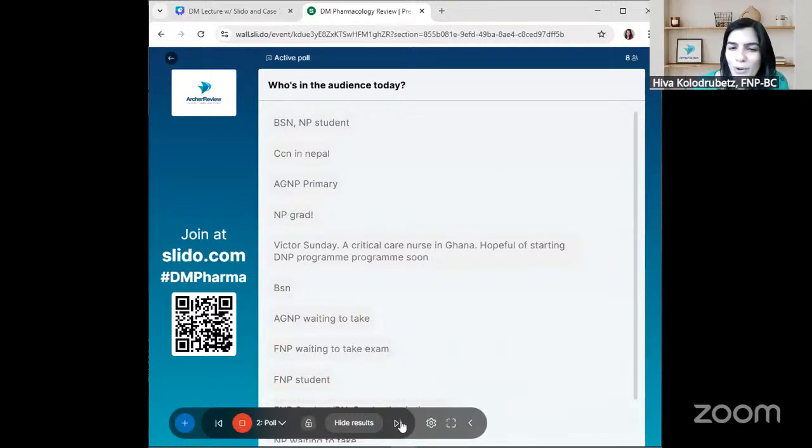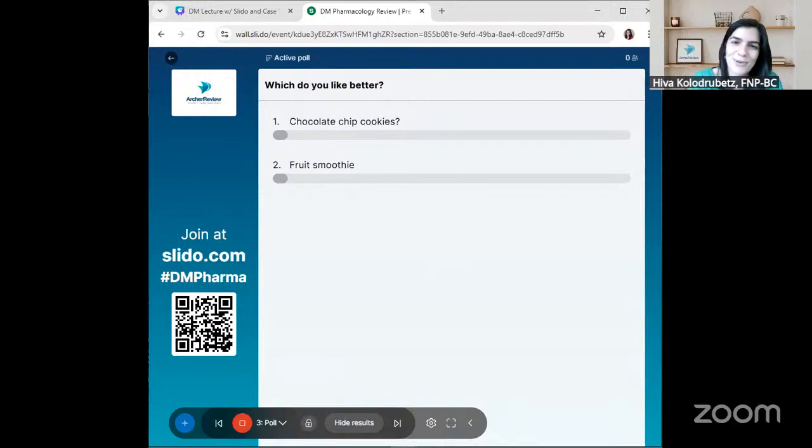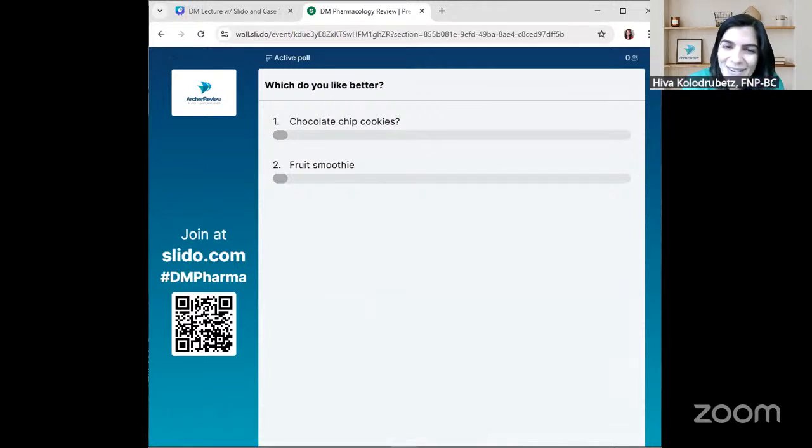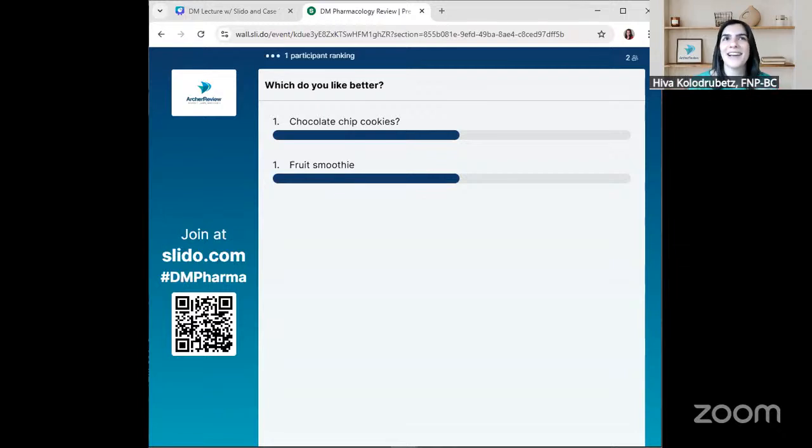So welcome to everyone. Last fun poll just to get us warmed up so you guys got used to this free text poll. Last poll to get us warmed up is just like a little rating poll just for fun. Which do you like better, chocolate chip cookies or fruit smoothies?